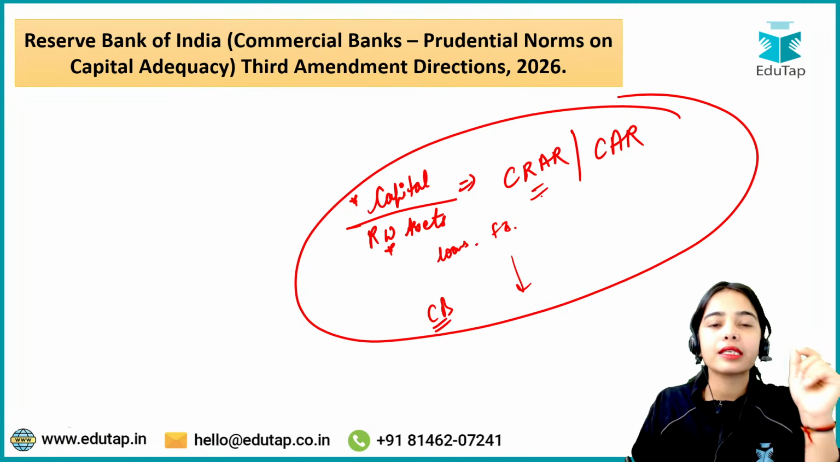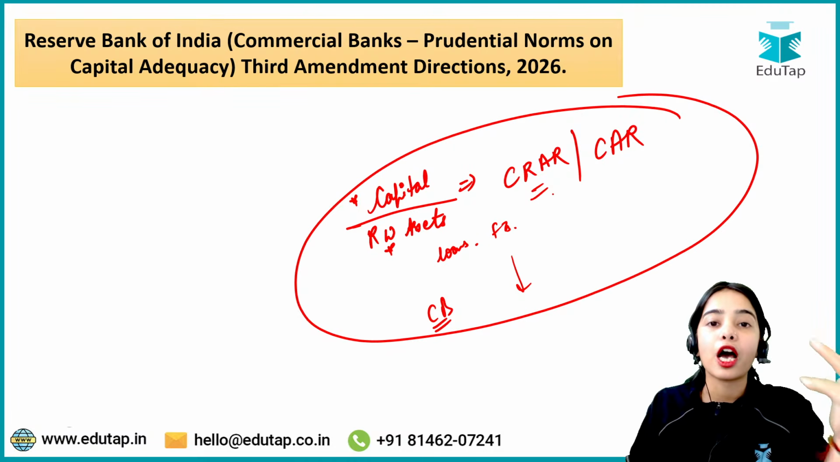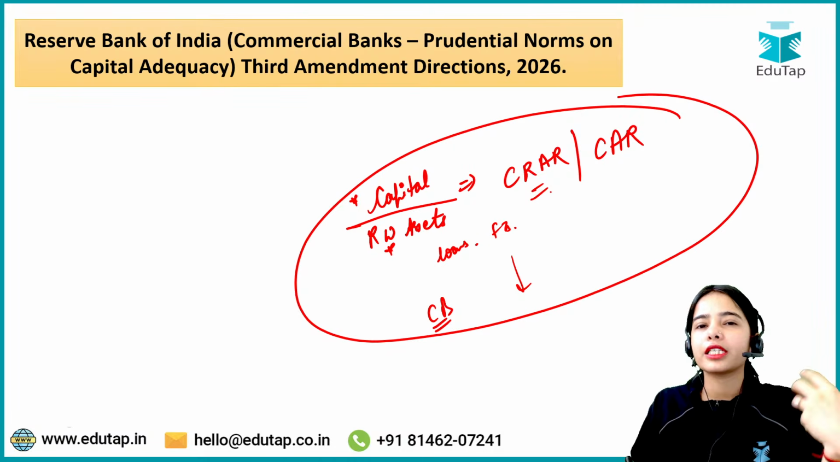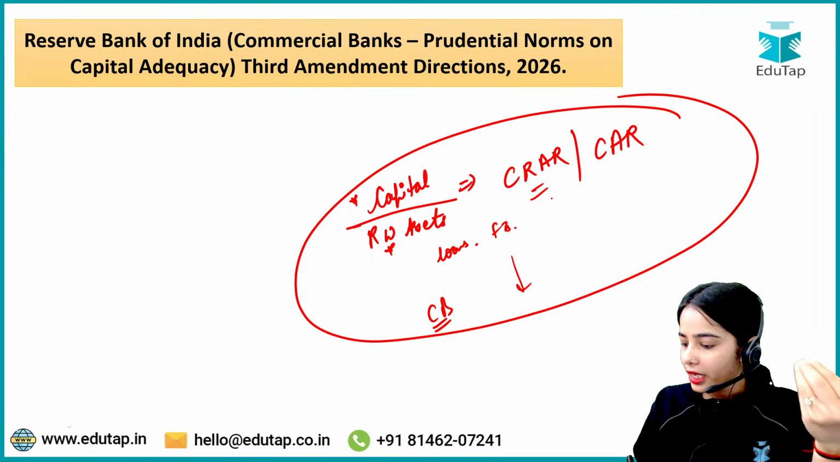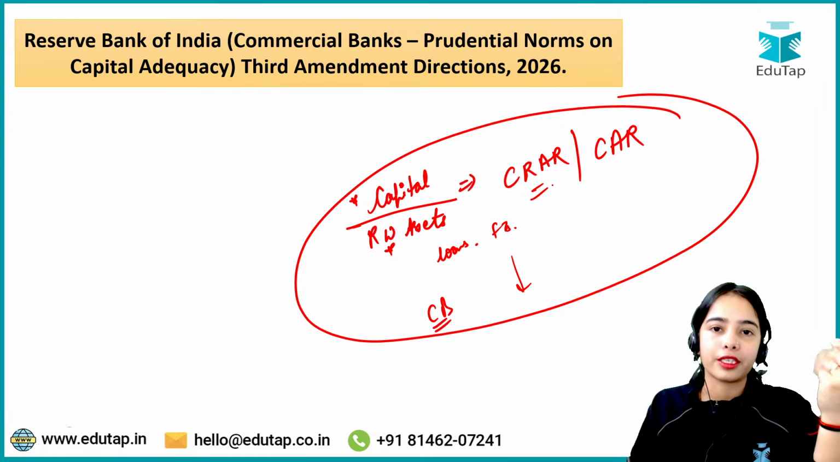For the commercial banks, what is the capital to risk weighted asset ratio? Is it 15%? Is it 12%? Is it 9%? What is the capital to risk weighted asset ratio? It is 9% for the commercial banks.